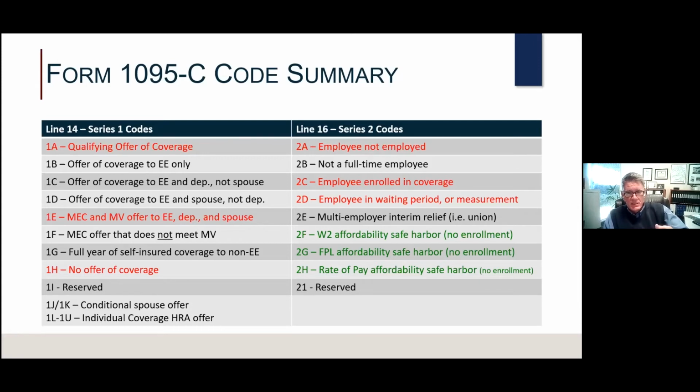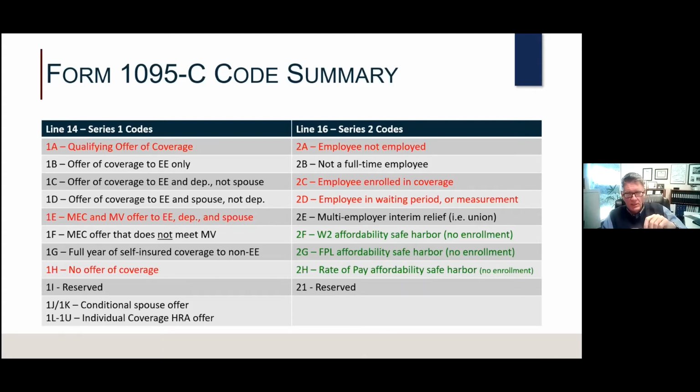Code 2D, if you look at the instructions, it's called the limited non-assessment period. It's IRS code talk for a waiting period. Either the employee is in your standard waiting period, or they're a variable hour employee that still is in their 12-month look-back period. You're not subject to ACA penalties during those periods. So I may expect to see no offer of coverage 1H paired with 2D because the employee is still in their waiting period.